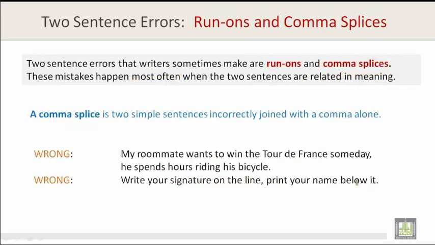Let's take a look. A comma splice is two simple sentences incorrectly joined with a comma alone. For example, my roommate wants to win the Tour de France someday, he spends hours riding on his bicycle. Write your signature on the line, print your name below it.